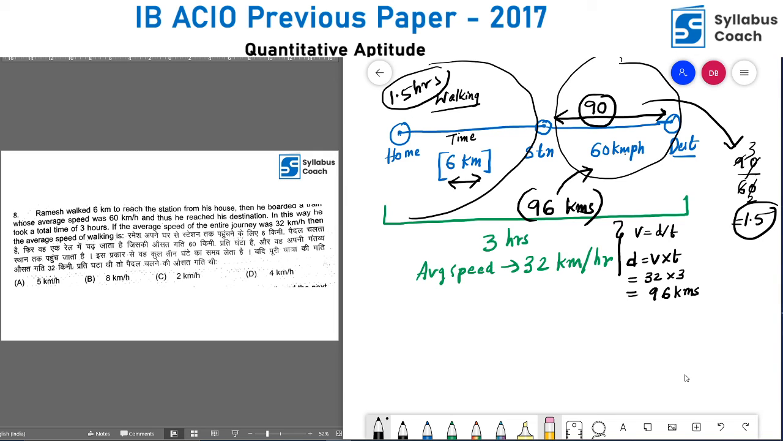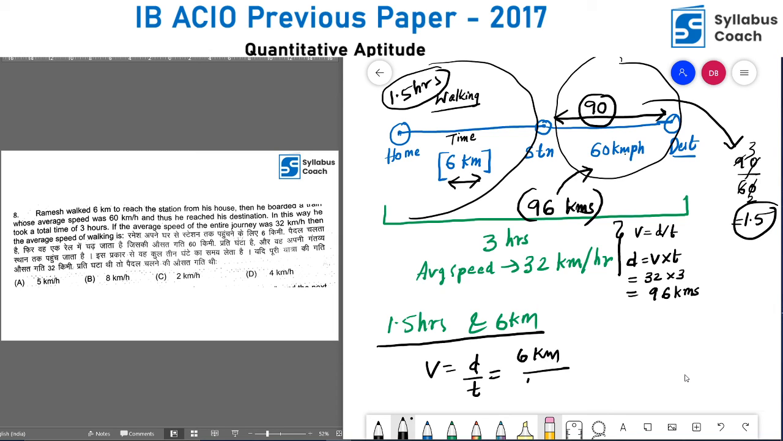Are you clear, students? Amazing. So using this particular value, which is 1.5 hours, and 6 kilometers, I need to find out the average speed. So the average speed is velocity, which is distance by time for walking. And what is the distance which is actually covered by walking? Which is 6 kilometers. And the time is 1.5 hours. So 6 divided by 3 by 2, which is 6 times 2 by 3, which is 4 kilometers per hour. Therefore, the answer to this question is 4 kilometers per hour.